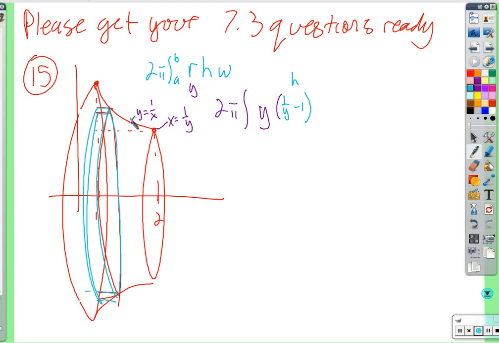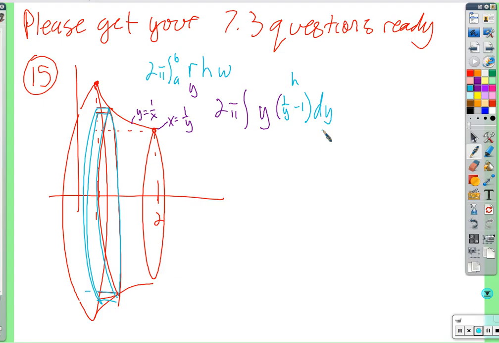And what would the width be? dy. So this is the shell method. That's going to work, but it'll be inconvenient. It will be not as convenient as a different method.